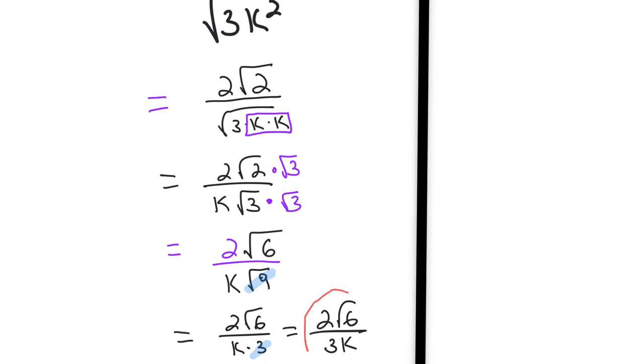So my answer is here. Do not try to simplify this 6 and the 3, because the 3 doesn't have a radical and the 6 has a radical. So you cannot simplify.